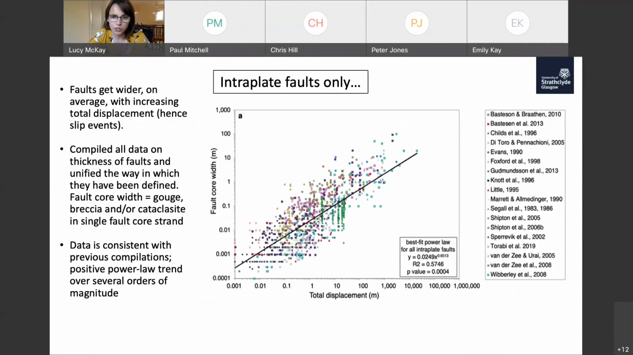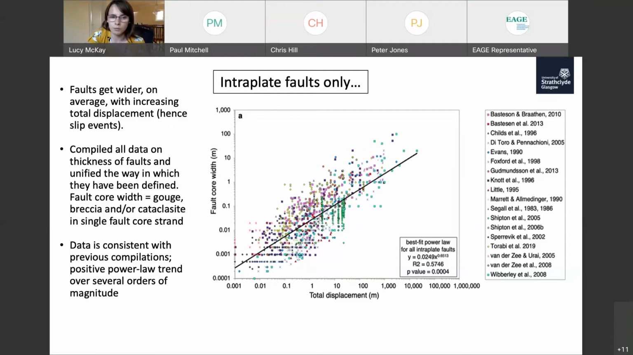However, the vast majority of the faults in that data set were intraplate faults and not plate boundaries. So in order to determine how similar the Highland Boundary Fault is to these other plate boundaries, I compiled all the data I could on the fault core thickness, and only included studies where the width and composition of the fault core are clearly defined and reported as being distinct from the damage zone.